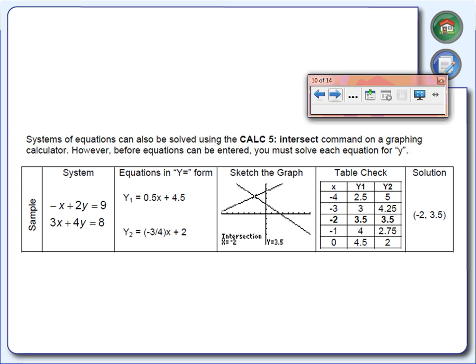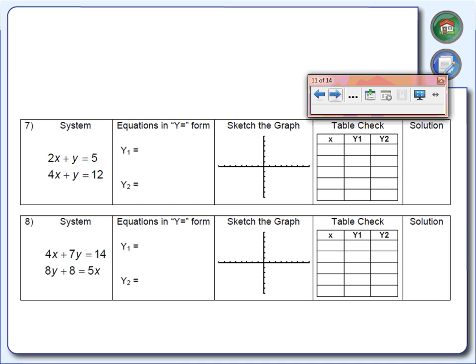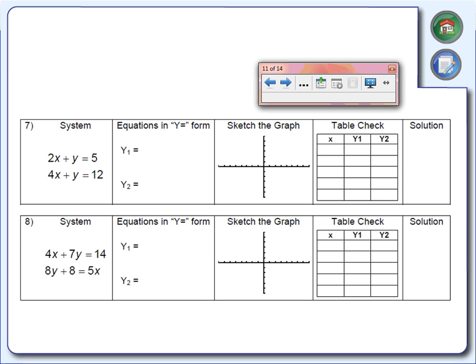This graphing method. Sometimes we don't always have graph paper handy, but we do have our calculator handy. And the calculator can actually find an intersection point for you. As a matter of fact, we've done this before. So we're going to look at just 2 examples on how we can use the calculator to find that intersection. If you look at number 7 here, we're given the system 2x plus y equals 5 and 4x plus y equals 12.